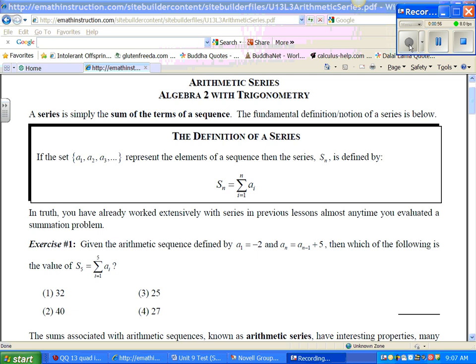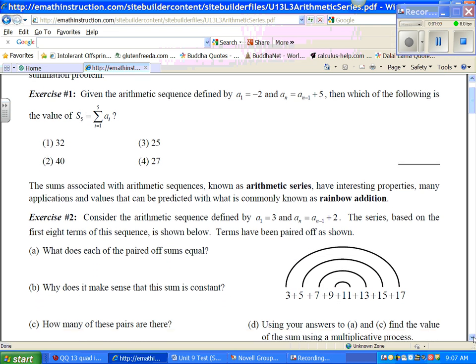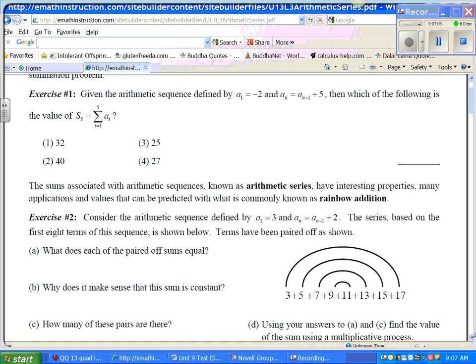We've already done this, so now this is going to be review and kind of tacking on to what we have been doing in the past. All right, so given the arithmetic sequence defined by a sub 1 equals negative 2 and a sub n equals a sub n minus 1 plus 5, which of the following is the value of S sub 5, the sum of the first 5 terms? And we're using the summation from 1 to 5 of a sub i.